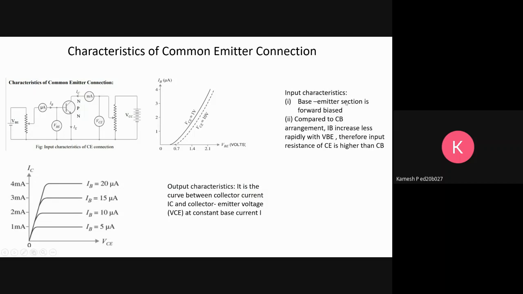Base emitter section is forward biased here, and compared to CB arrangement, IB changes less rapidly with VBE. Therefore, input resistance of CE is higher than CB. And in the output characteristics, you can see that as the constant IB increases, the ratio between IC and VCE, collector current and collector emitter voltage, increases.